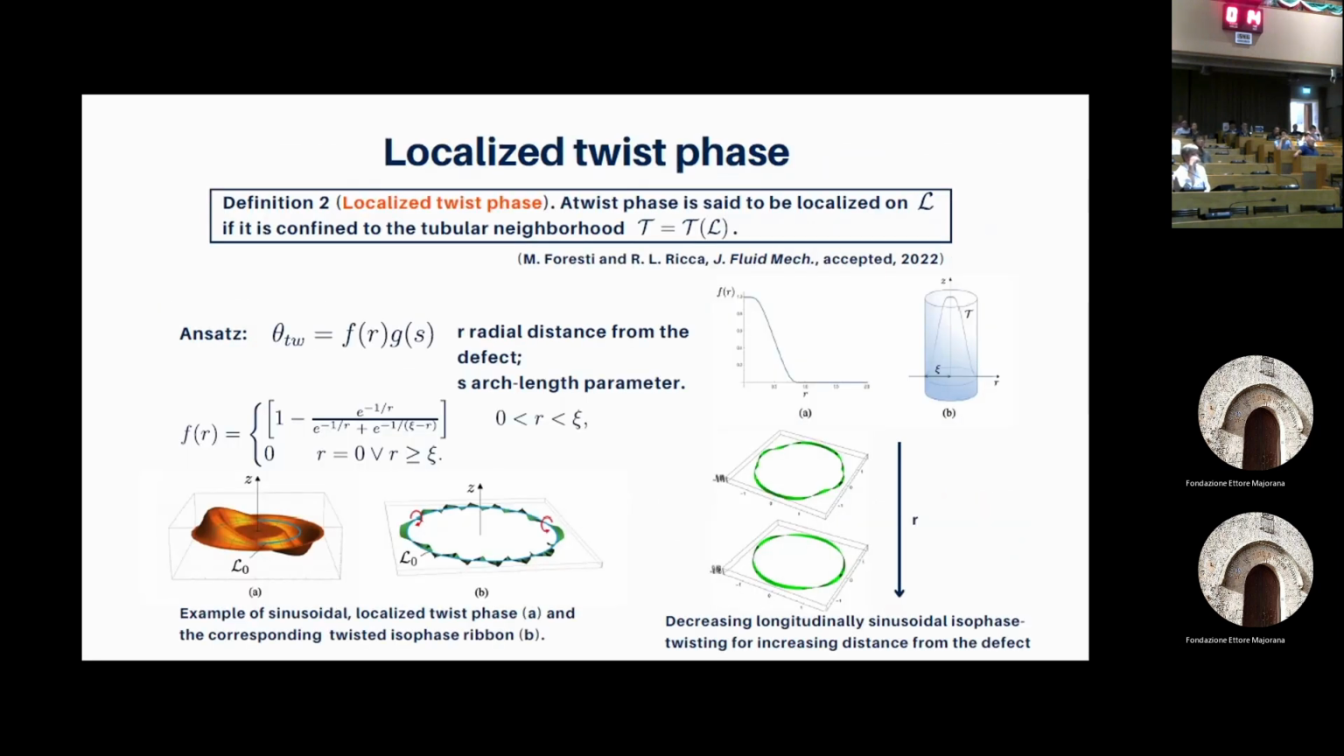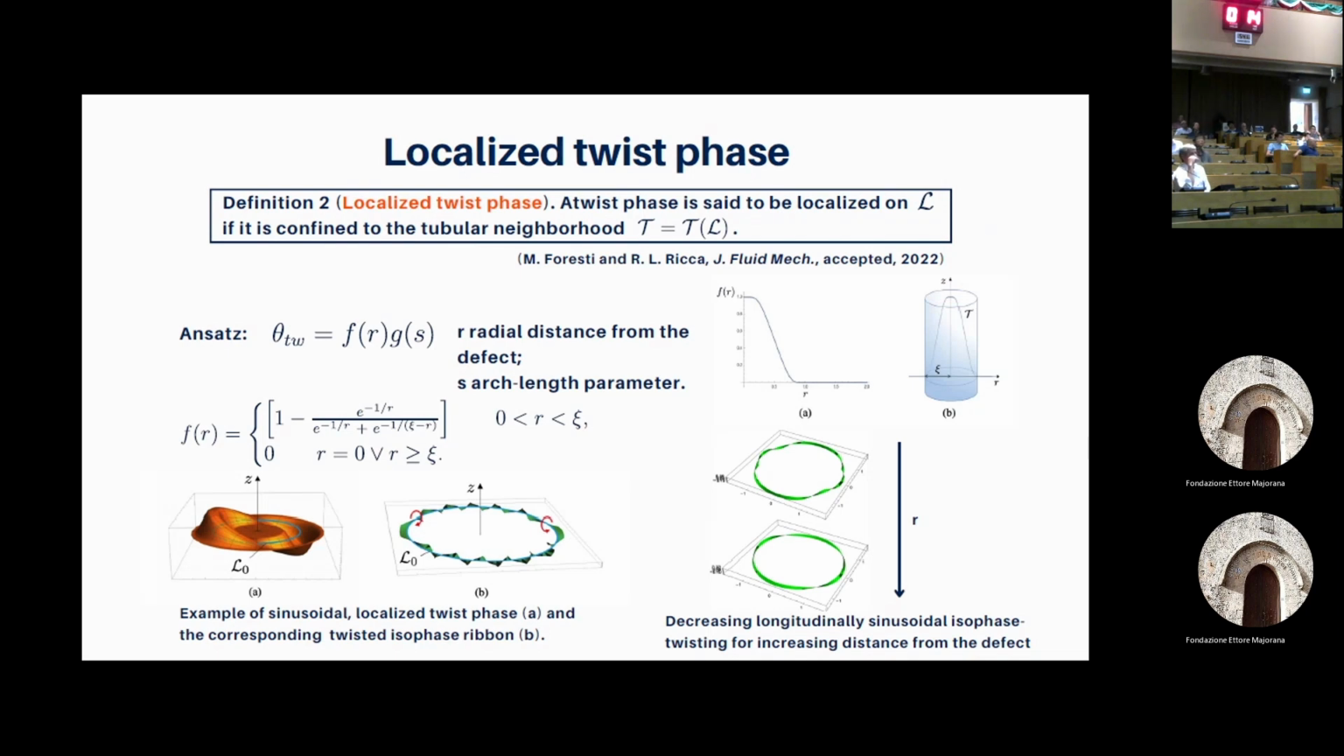What is a localized twist phase? A twist phase is said to be localized on the vortex line L if it is confined to the tubular neighborhood T. So if the twisting effect on the isophase, for example on the disk isophase, is confined only in a tubular neighborhood, and outside is 0.